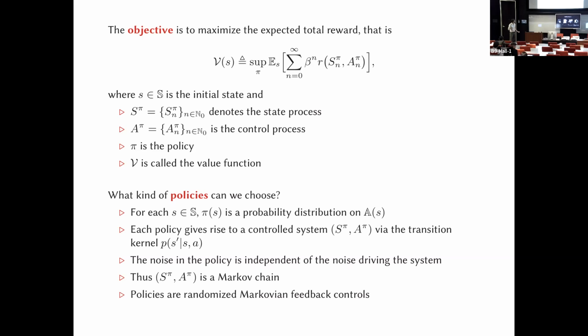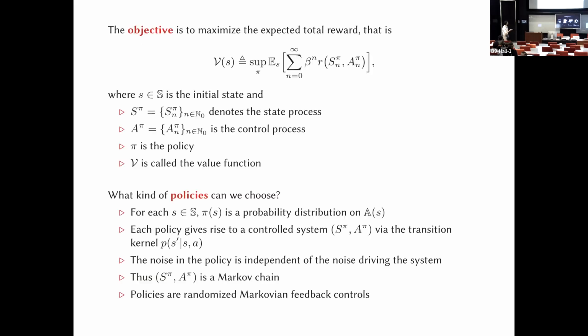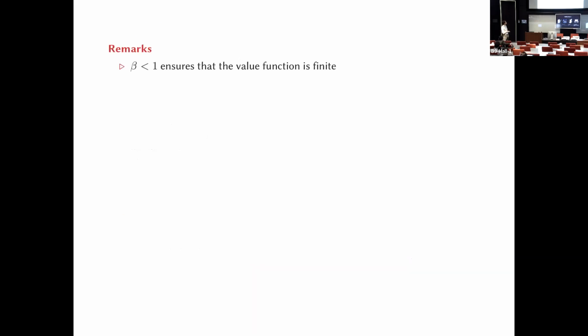Right. A few remarks. We have to talk about whether the optimization problem is well posed. And since I assume that everything is finite, the reward must be bounded, so uniformly bounded in the policy. So as soon as I say that the discount rate is less than 1, the expectation will exist, and the value function will be finite.